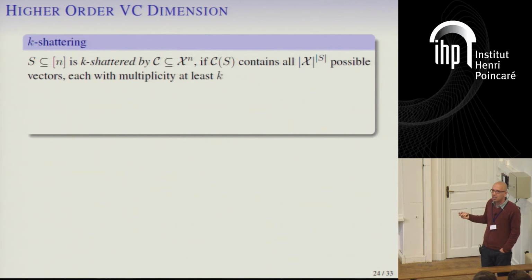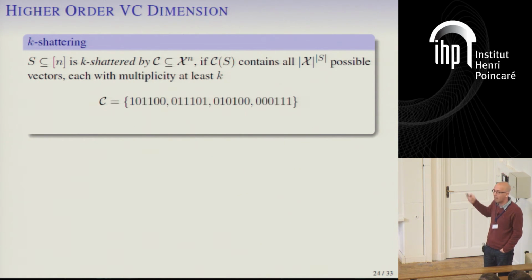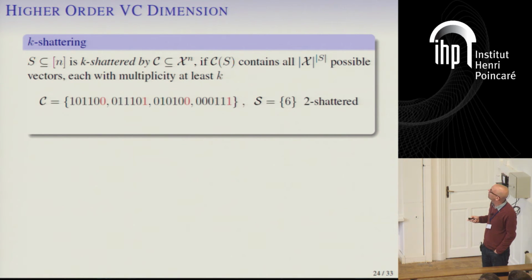Let me define another concept called K-shattering. We say that the set of coordinates S is K-shattered by the codebook if the projection of the codebook over S contains all possible vectors of this length, each appearing at least K times. For example, if this is the codebook, in the binary case, then the 6th coordinate is 2-shattered because 0 appears twice and 1 appears twice. On the other hand, the 5th coordinate is only 1-shattered because 0 appears 3 times and 1 appears only once.